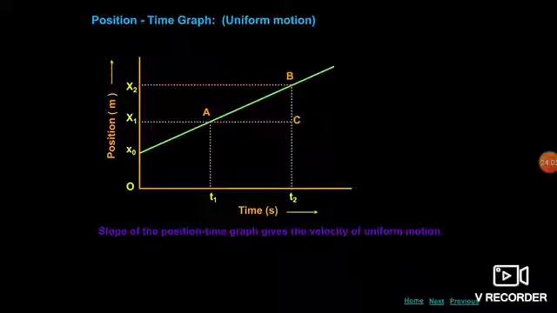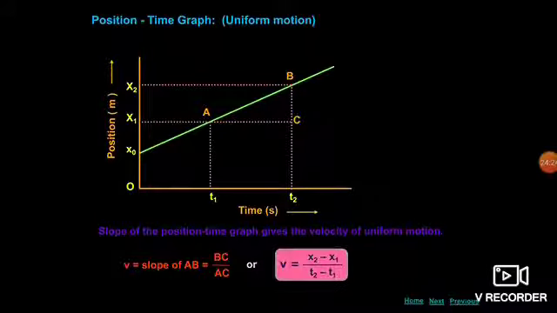The slope of the position-time graph gives the velocity of uniform motion. So velocity is the slope of AB. That is how we calculate slope. I told you earlier also, slope we always find with the help of tan theta, which means perpendicular upon base. So BC by AC will be the slope of AB. How do we calculate BC? Definitely x2 minus x1 will be BC, whereas T2 minus T1 will be AC.